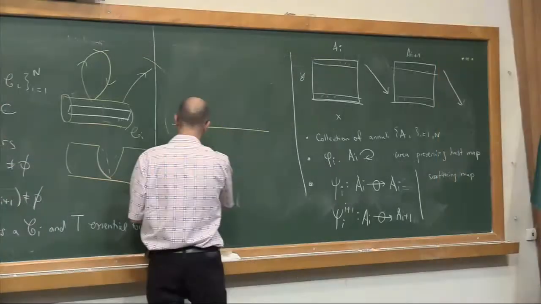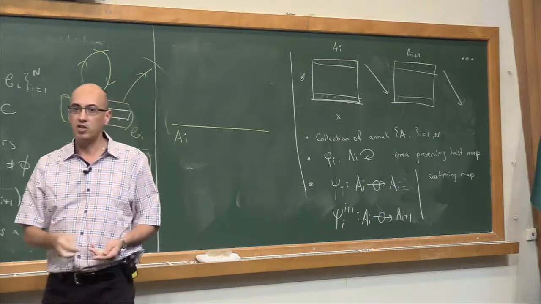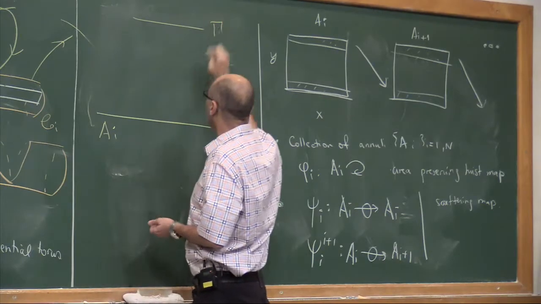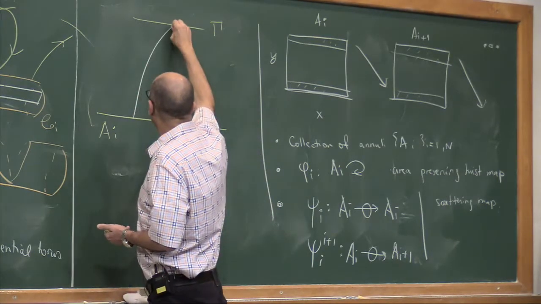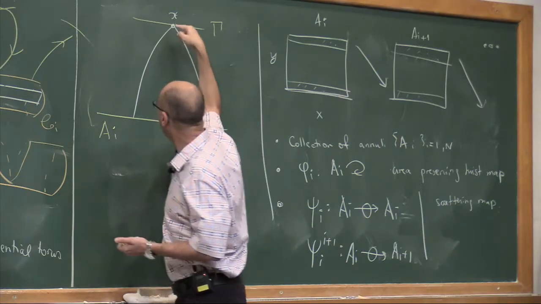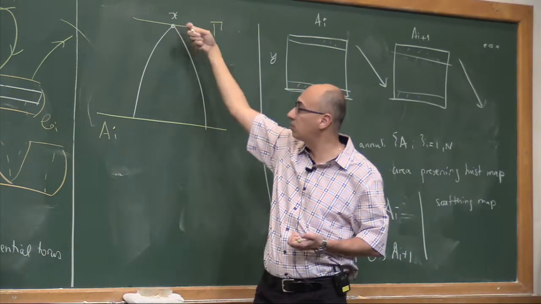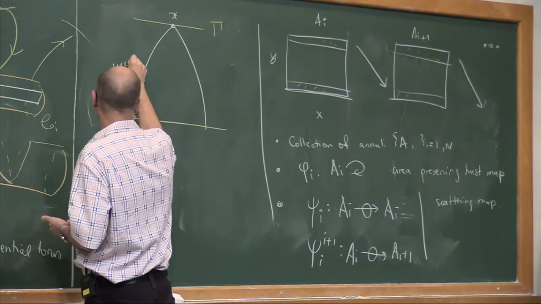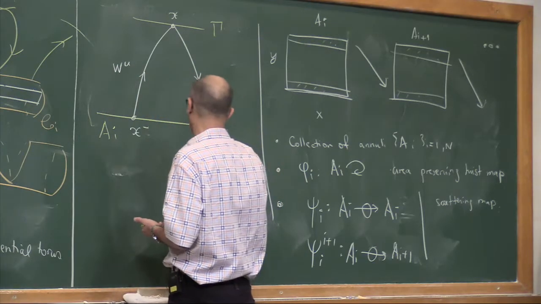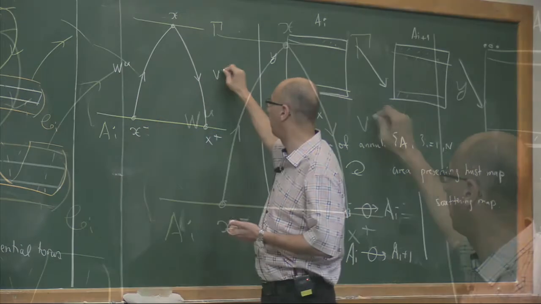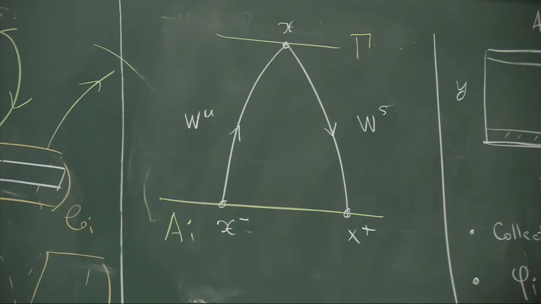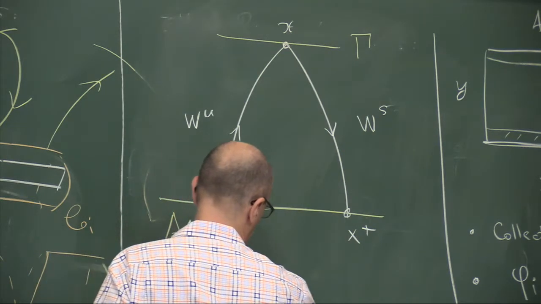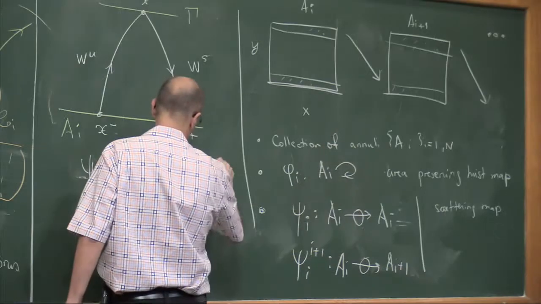So imagine that this is your annulus, and you fix maybe some homoclinic intersection, and you pick a point on the homoclinic intersection. So this point will sit on a unique unstable fiber of a point, and will also lie on the stable fiber of some uniquely defined point. So the scattering map is x minus goes to x plus.